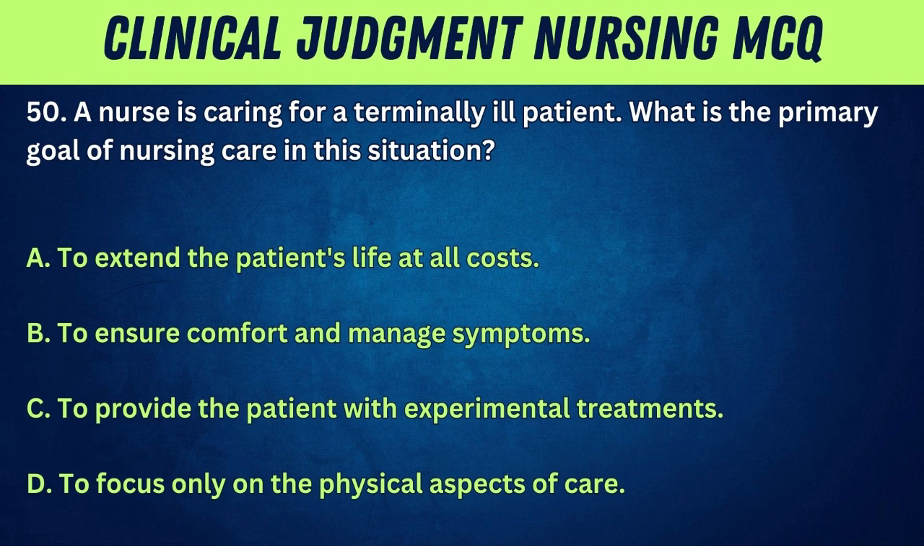50. A nurse is caring for a terminally ill patient. What is the primary goal of nursing care in this situation? A. To extend the patient's life at all costs. B. To ensure comfort and manage symptoms. C. To provide the patient with experimental treatments. D. To focus only on the physical aspects of care.